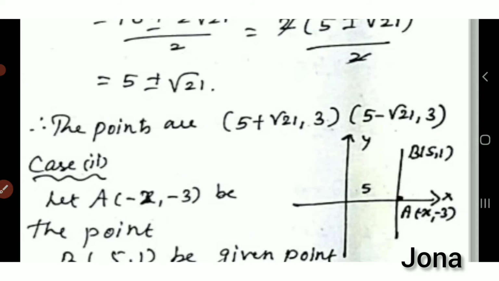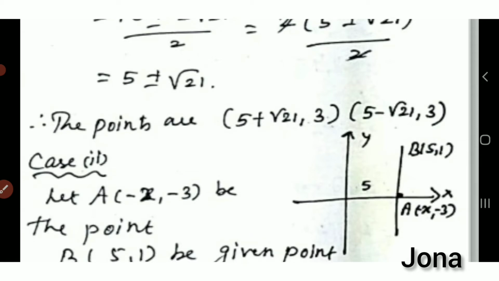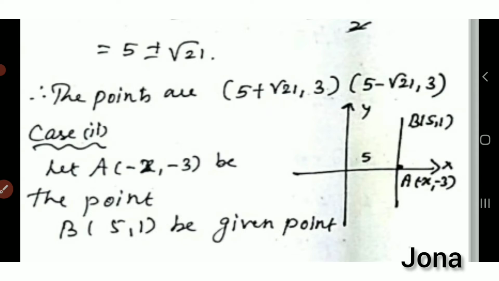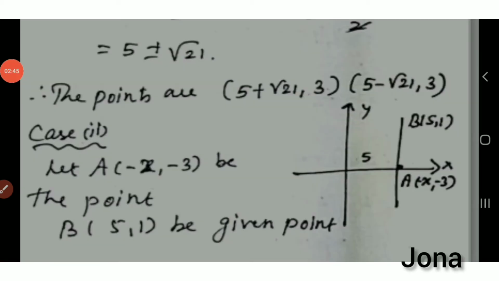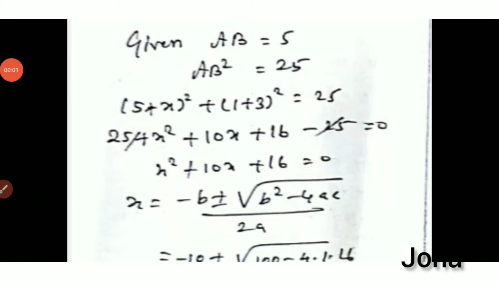So now we have to calculate for both the points there. So we can take this as case 1 and case 2 here. So first the case 1 is A of (minus x, minus 3) be the point and (5, 1) be the given point here. Now this is for the case of (minus x, minus 3), isn't it? The first case we found for (x, 3). This is the second case for finding (minus x, minus 3). So here also AB is 5, therefore AB square equal to 25.